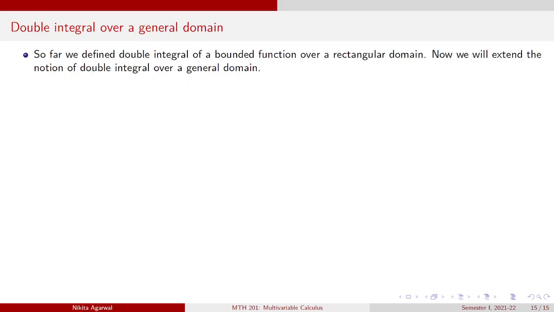Okay, so what have we done so far? We defined double integral over a rectangle for non-negative functions. We moved on to general functions over a rectangle. But now let us say our domain is not a rectangle. What do we do? So far we defined double integral of a bounded function over a rectangular domain. Now we'll extend the notion of double integral over a general domain.